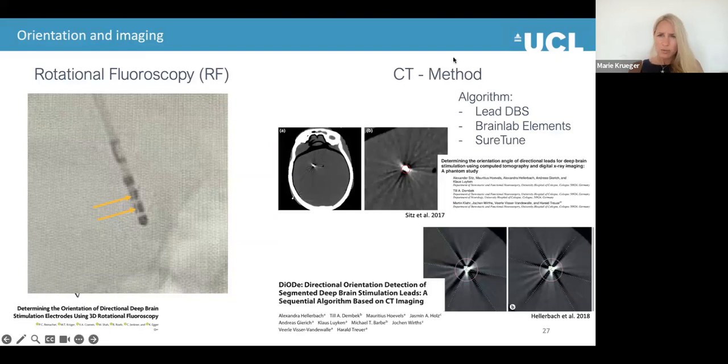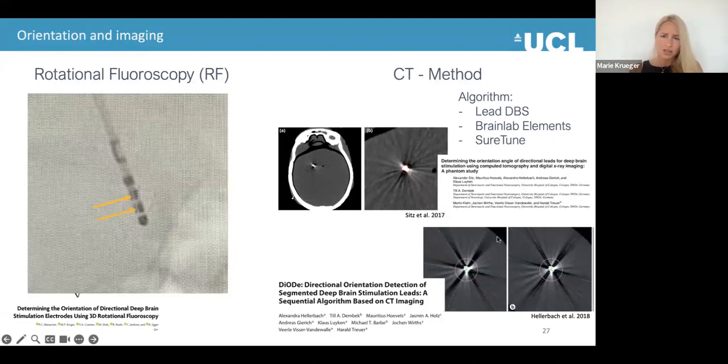The method that most people are using now is the CT method. And the good thing about the CT method is that it's integrated as an algorithm in most of the software that we're using. So the commercially available LeadDBS software, but BrainLab Elements has it for the Boston leads, and SureTune has it for the Medtronic leads. So basically, we only have to press 2 or 3 buttons, and then we get the lead orientation.